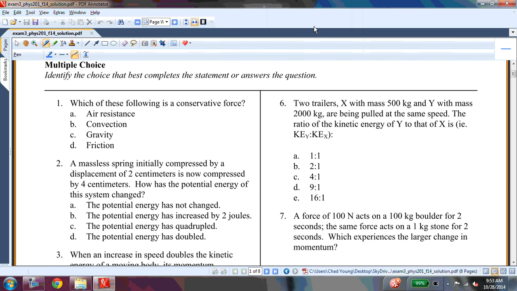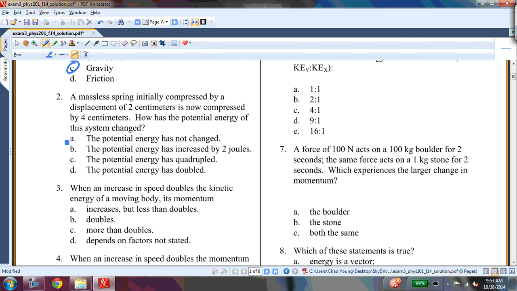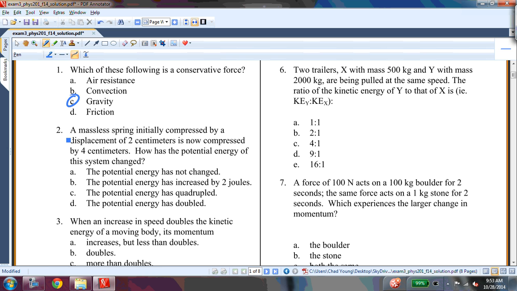Exam 3 for Physics 201. Which of the following is a conservative force? Remember, conservative forces are field forces, and the only one is gravity. The rest of these are contact forces, except for convection, which actually isn't a force at all. It's a method of energy transfer.